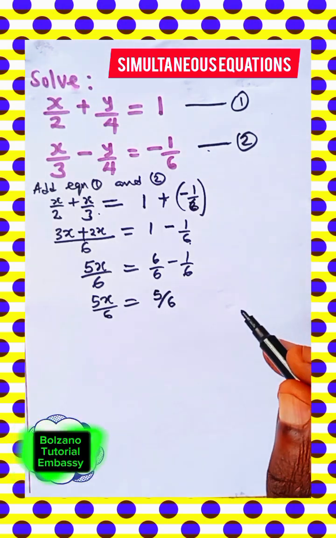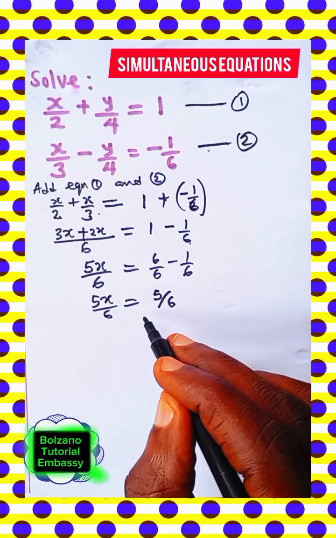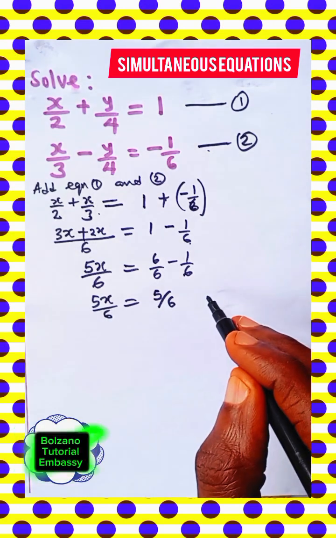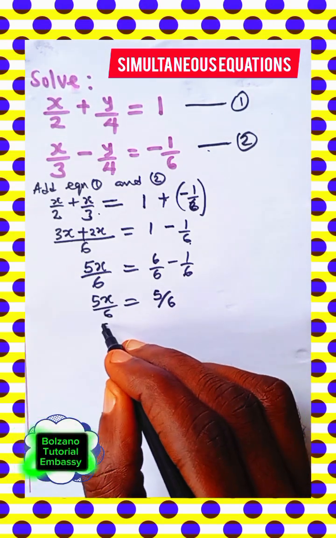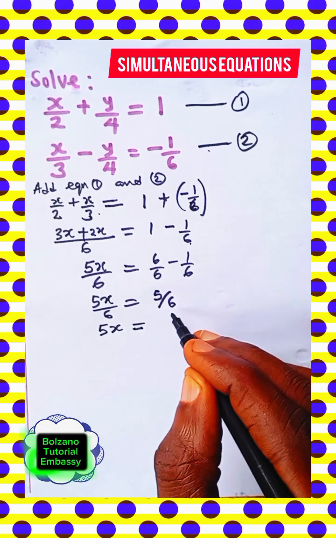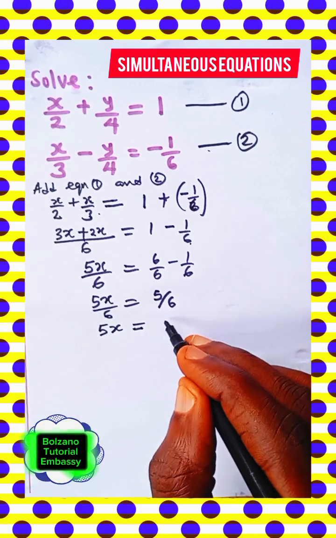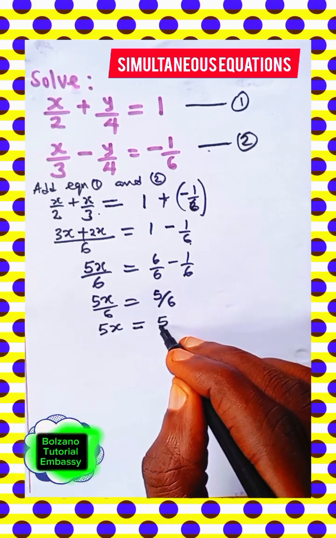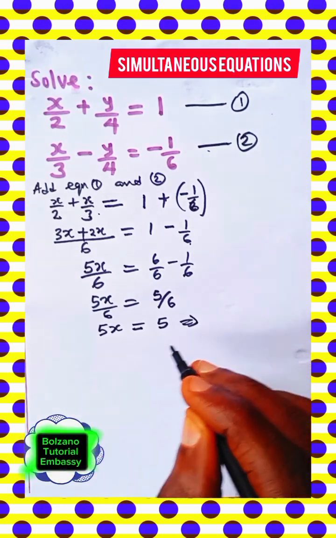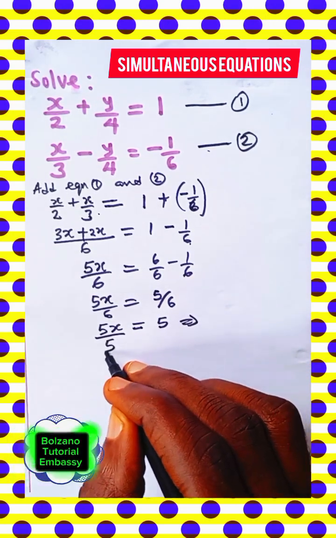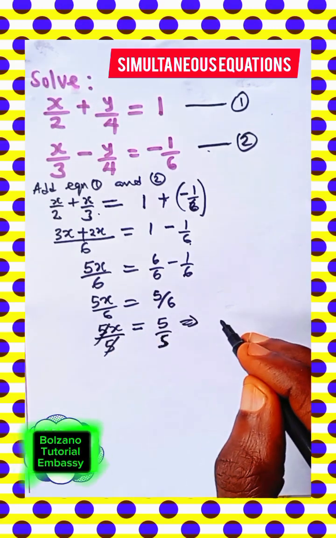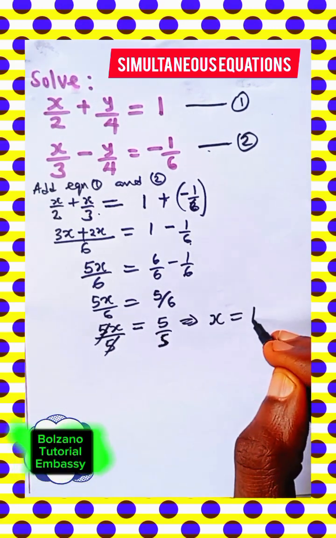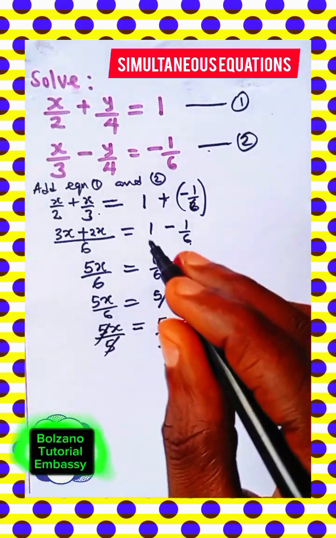Now from here, to clear the denominators, we multiply through by 6. If you multiply this term by 6, the 6 will cancel out, leaving us with 5x, equal to, here the 6 will also cancel out, leaving us with 5. So this implies that if you divide both sides by 5, this 5 will cancel out, leaving us with x equal to 1. So the value of x now is 1.